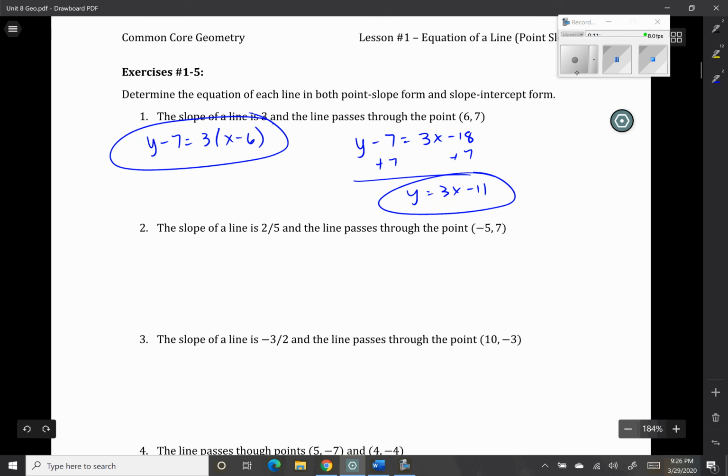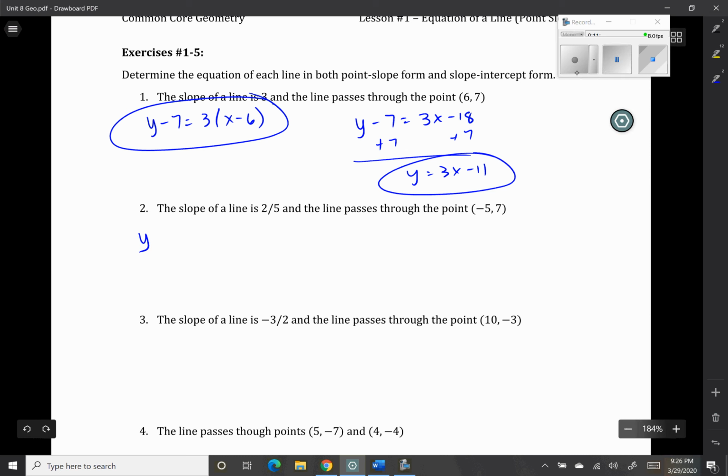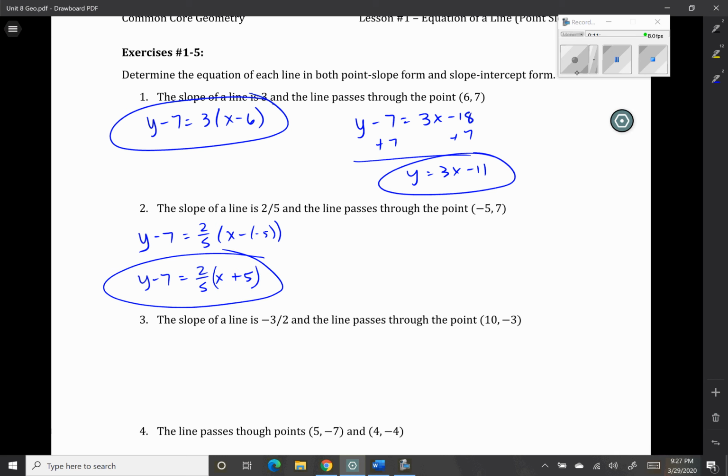Let's see how you did for number 2. So number 2, if we put it in this new form, we'd say y minus 7 equals the slope of 2/5 times x minus negative 5. Double negative, so we want to change that to a plus. There's an equation. We're good to go. Now, if I distribute the 2/5, I'd get y minus 7 equals 2/5 of x plus 2. 2/5 times 5 is just 2. Type it in your calculator if you don't believe me. Add 7 to both sides, and we get y equals 2/5 of x plus 9.